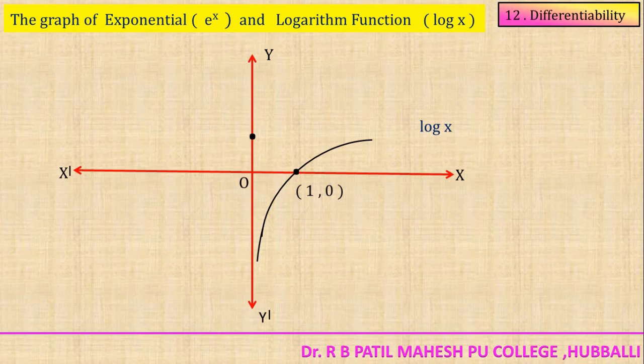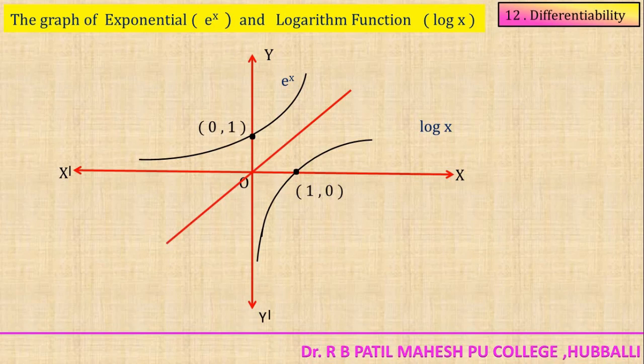To draw the exponential, select one point on the y-axis, that is (0, 1), and this is the curve we get, or graph we get, of the exponential function. Now see students, these two curves are like mirror images of each other, reflected on the line y equal to x.